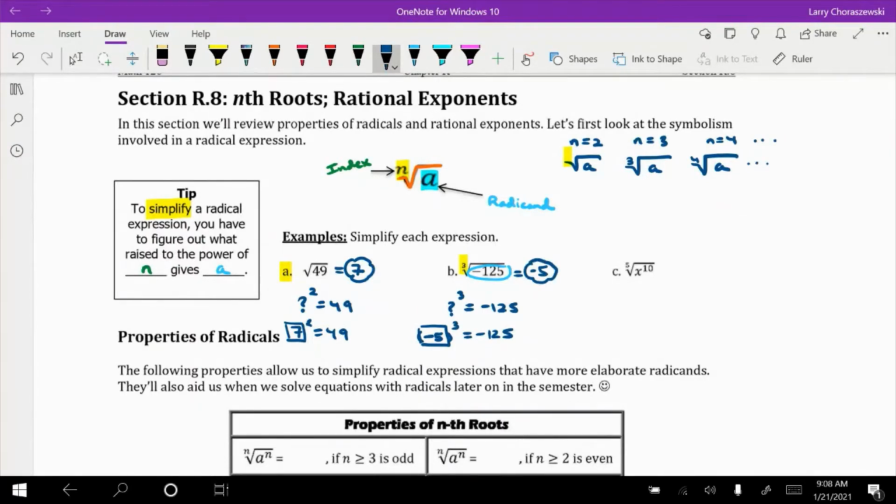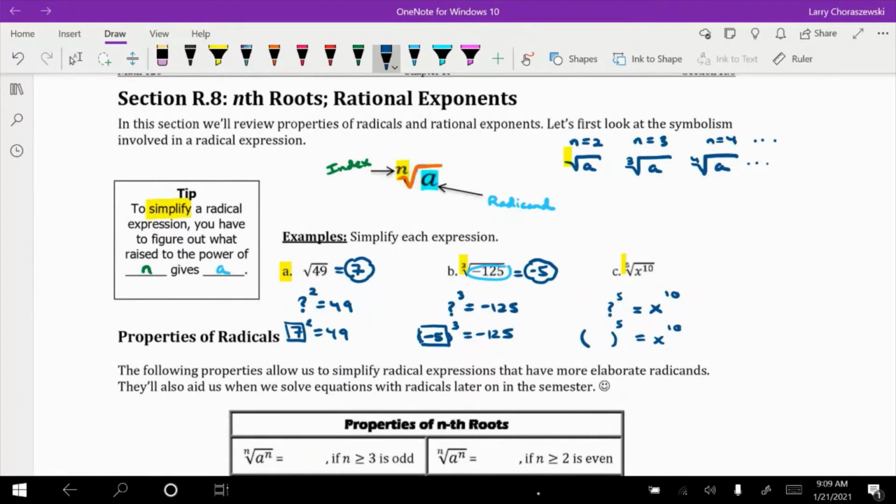All right, this last example involves a fifth root and a variable expression as the radicand. But the idea is the same. You want to ask yourself, all right, self, what could I raise to the power of 5 to give me x to the 10th? So let's kind of work this one out together. I'll open up a set of parentheses and put a 5 on it.